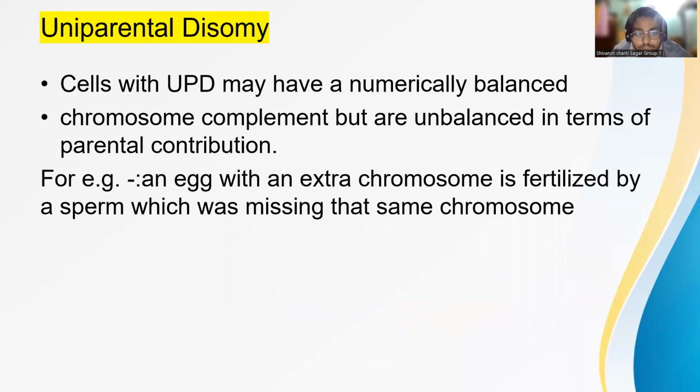Uniparental disomy. Cells with UPD may have a numerically balanced chromosome complement but are unbalanced in terms of parental contributions. An egg with an extra chromosome is fertilized by a sperm which was missing that same chromosome. That means the lacking chromosome is fulfilled by either the mother's side or the father's side in this case.